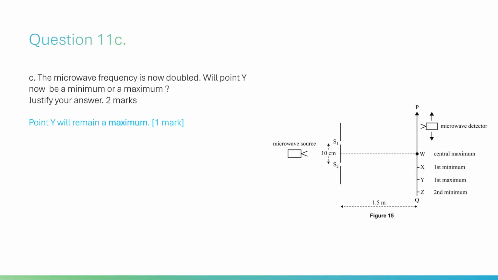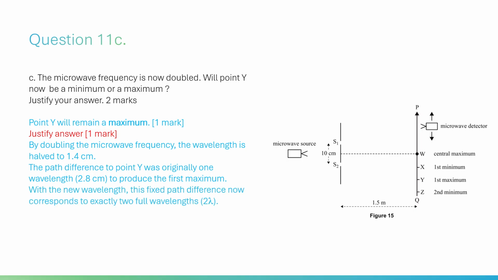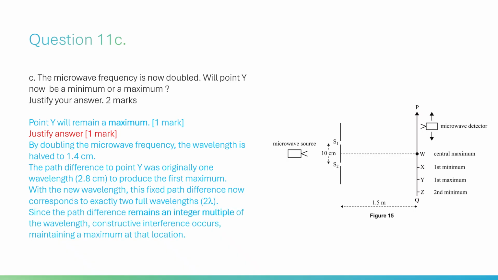Point Y will remain a maximum. By doubling the microwave frequency, the wavelength is halved to 1.4 centimeters. The path difference to point Y was originally one wavelength, 2.8 centimeters, to produce the first maximum. With the new wavelength, this fixed path difference now corresponds to exactly 2 full wavelengths, 2 lambda. Since the path difference remains an integer multiple of the wavelength, constructive interference occurs, maintaining a maximum at that location.